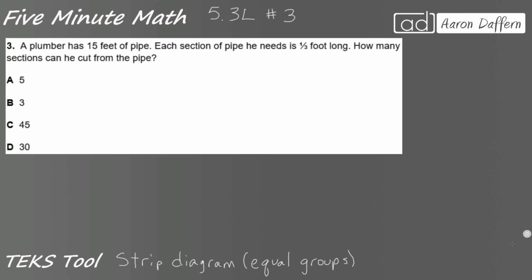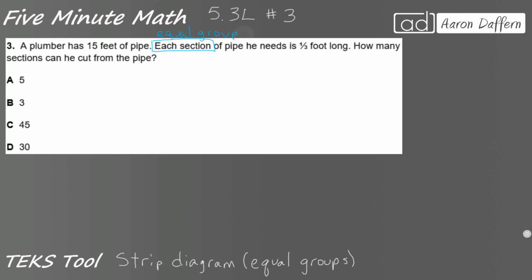So we have a plumber, got 15 feet of pipe. We've got sections that are 1/3 foot long, and then how many sections can be cut. So even though this is a very small word problem prompt, we can tell a few things about it. One thing that we need to always be thinking about, especially in the 5th grade, is I wonder if this is an equal groups problem. We're looking for something that tells us that we are dealing with equal groups or equal sections. And we've got it right here, each section. So that word each is letting us know that whatever unit and quantity is going to follow, in this case 1/3 foot, is going to be the same amount.